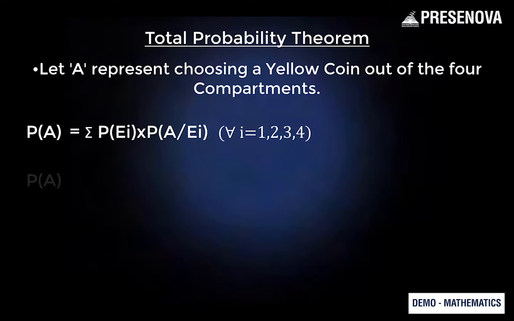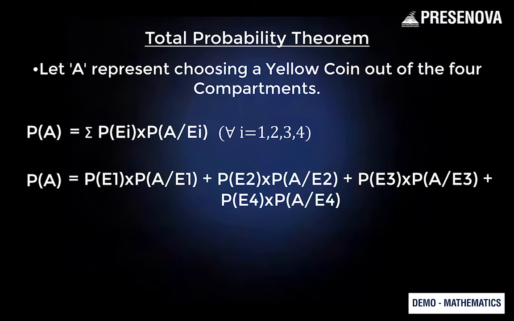Or P of A is equal to the probability of choosing compartment 1 into the probability of choosing a yellow coin in compartment 1 plus probability of choosing compartment 2 into probability of choosing a yellow coin in compartment 2 plus probability of choosing compartment 3 into probability of choosing a yellow coin in compartment 3 plus probability of choosing compartment 4 into probability of choosing a yellow coin from compartment 4.